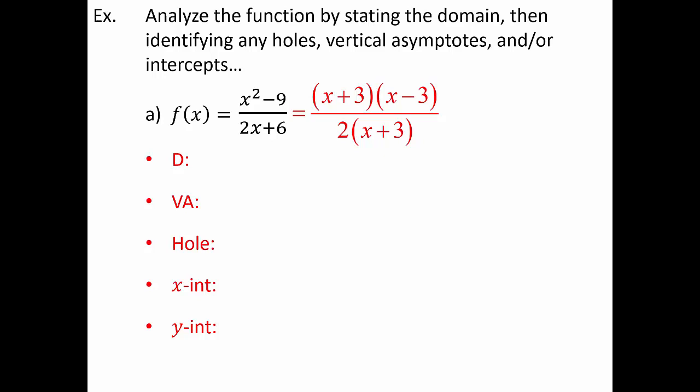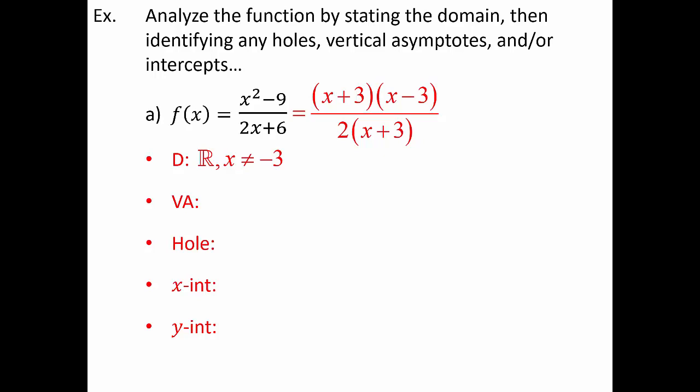To get the domain, don't cancel anything out yet. To get the domain, anytime the bottom is equal to 0, we have a domain restriction. I only have one variable factor on the bottom, which means I only have one domain restriction, and that's going to be at x equals -3. So the domain is all real numbers, except x cannot equal -3. Remember, for a domain restriction, we'll say x cannot equal -3.